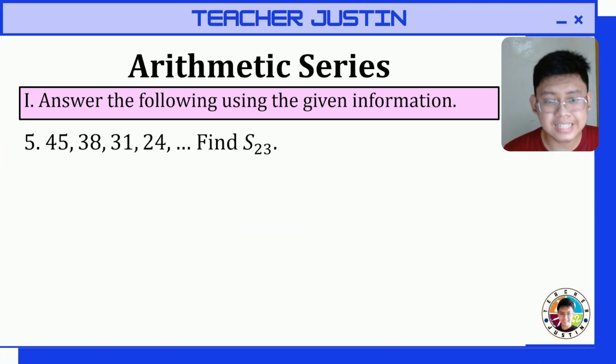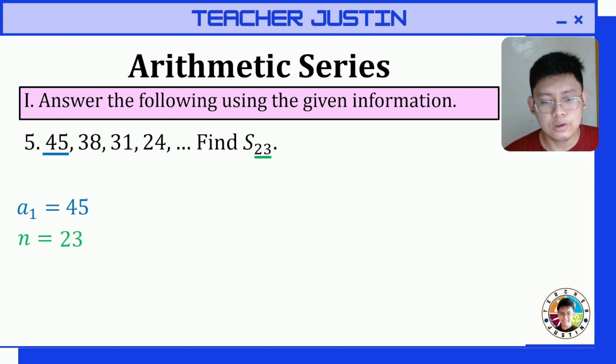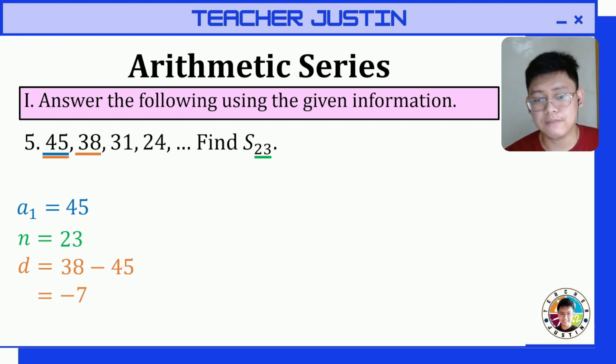Okay, let's have this example. Let's find the sum of the first 23 terms of this arithmetic sequence. So, yung sequence natin is 45, 38, 31, 24, and so on and so forth. Let's identify our given. So, meron tayo ditong first term. Tapos, yung ating number of terms, it is 23. Okay? Yung ating common difference, to get the common difference, we have to subtract our first term from our second term. Will give us negative 7.